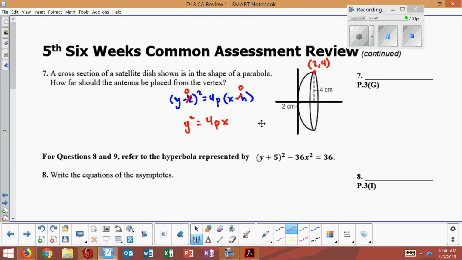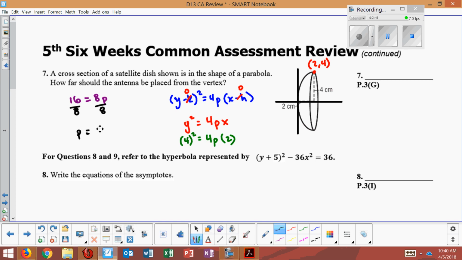So all I have to do is plug these in for x and y. The y was 4. It's 4 units up. And the x is 2 units to the right. So plug it in there. Now I'm going to solve that. I'm going to work this way over here. 4 squared is 16. And then 4 times 2 is 8. So I have 8p. Finally, I'll divide by 8, and I will get 2.